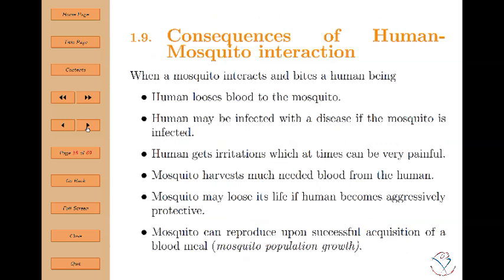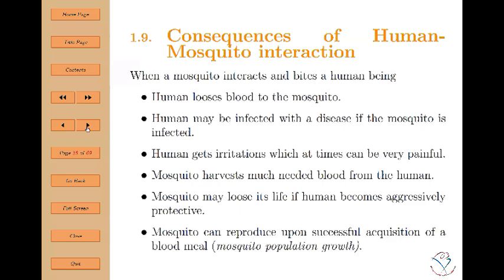What consequences do we have when a mosquito interacts with a human? Well, the human loses blood to the mosquito, but the amount of blood that goes to the mosquito is so small that it cannot be a cause for concern. The human may be infected with a disease if the mosquito is infected, and the human gets irritation, which at times can be painful.